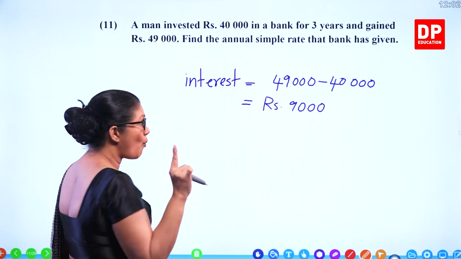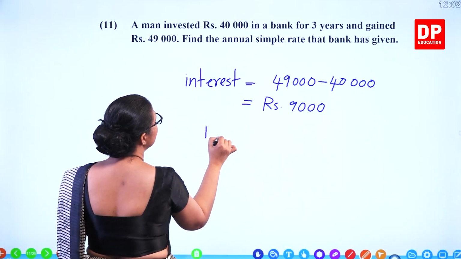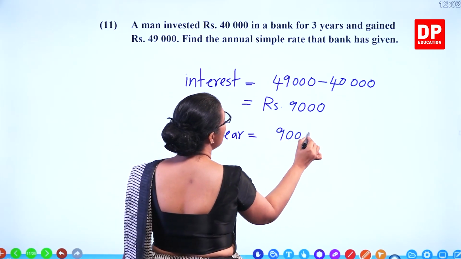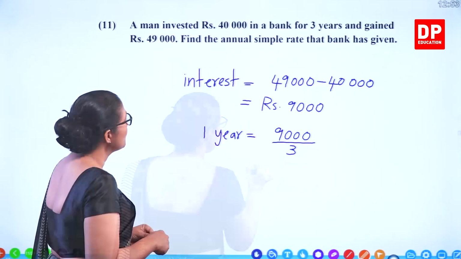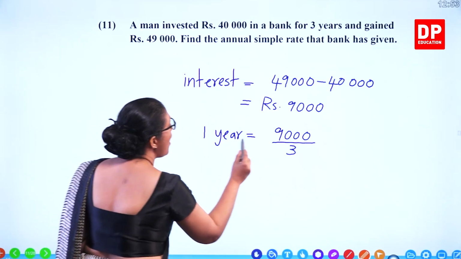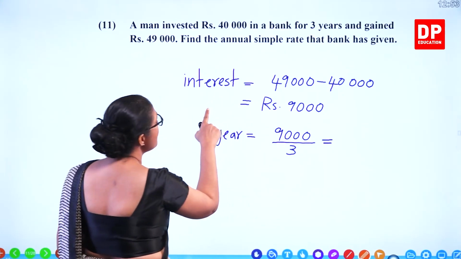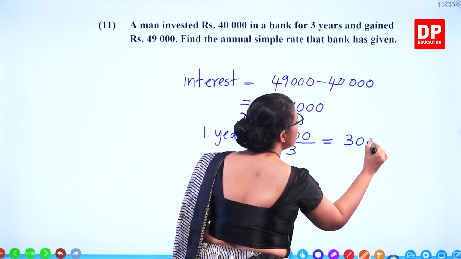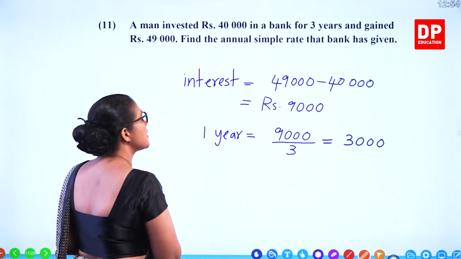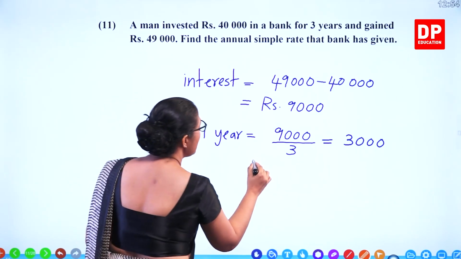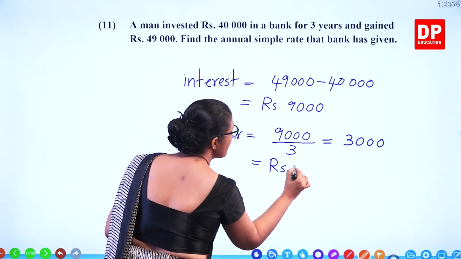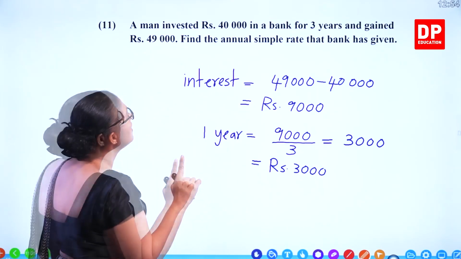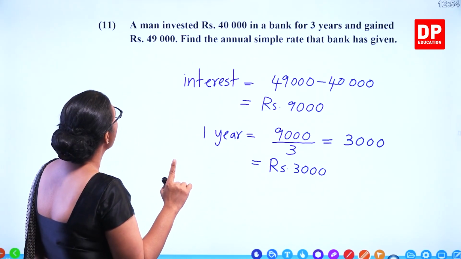What's the interest for 1 year? So you divide by 3. So we found out, for 1 year, what's the interest? 9,000 divided by 3, that's 3,000 rupees. So you get 3,000 rupees as the interest. So now we can find out the simple interest rate.